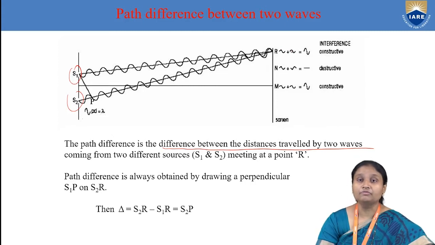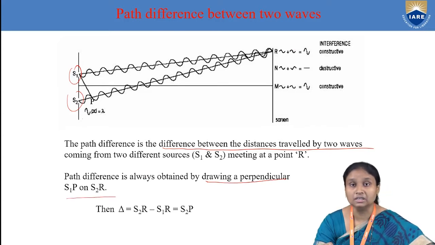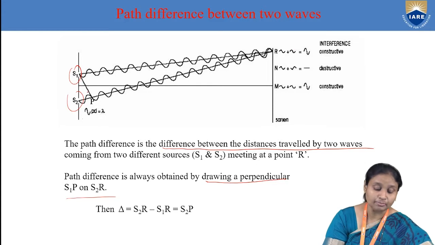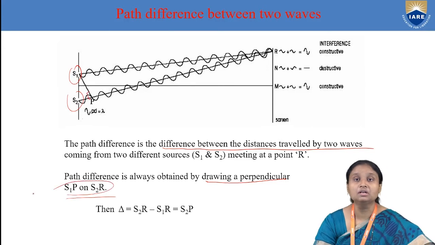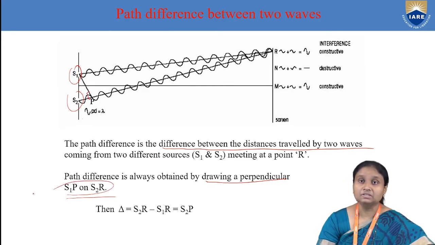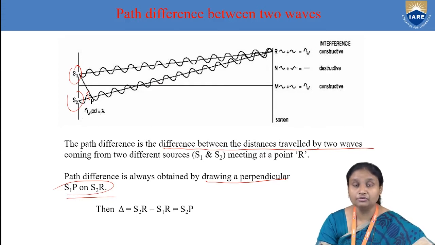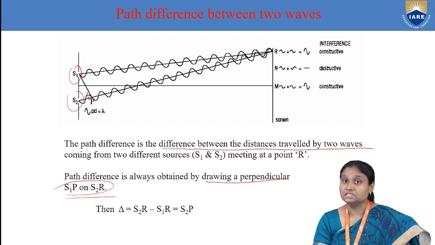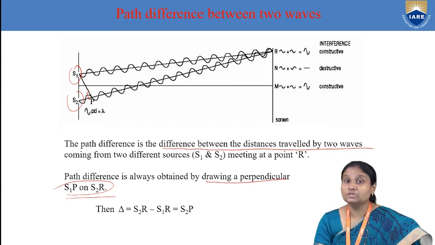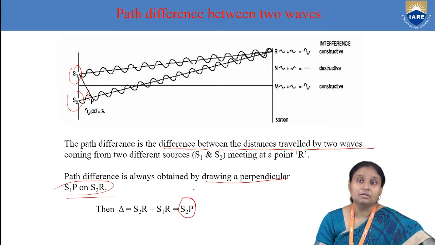And always, whenever we are finding path difference, we have to draw a perpendicular. In this case, I have drawn a perpendicular S1P on S2R. Then you will observe that for these two waves, S1R and S2R, S2R has traveled an extra path compared to S1R. And what was that extra path? That extra path is nothing but S2P, and this is known as the path difference.